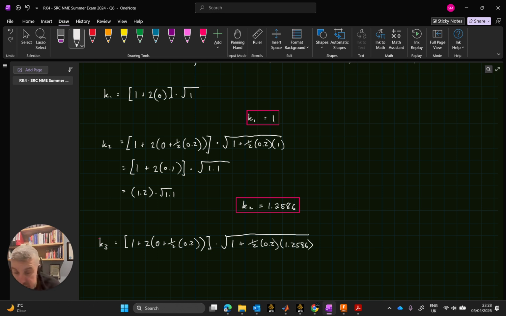1.2586. So this first part of k3 is identical to what we got in k2, which is going to evaluate down to 1.2. There's no difference, no adjustment, but this one does have the adjustment because we're multiplying by that. There's going to be 1 plus 1/2 of 0.2, which is 0.1. 0.1 times 1.2586 is 0.12586, plus 1 is 1.12586. Which is going to be then, actually leave out that bracket.